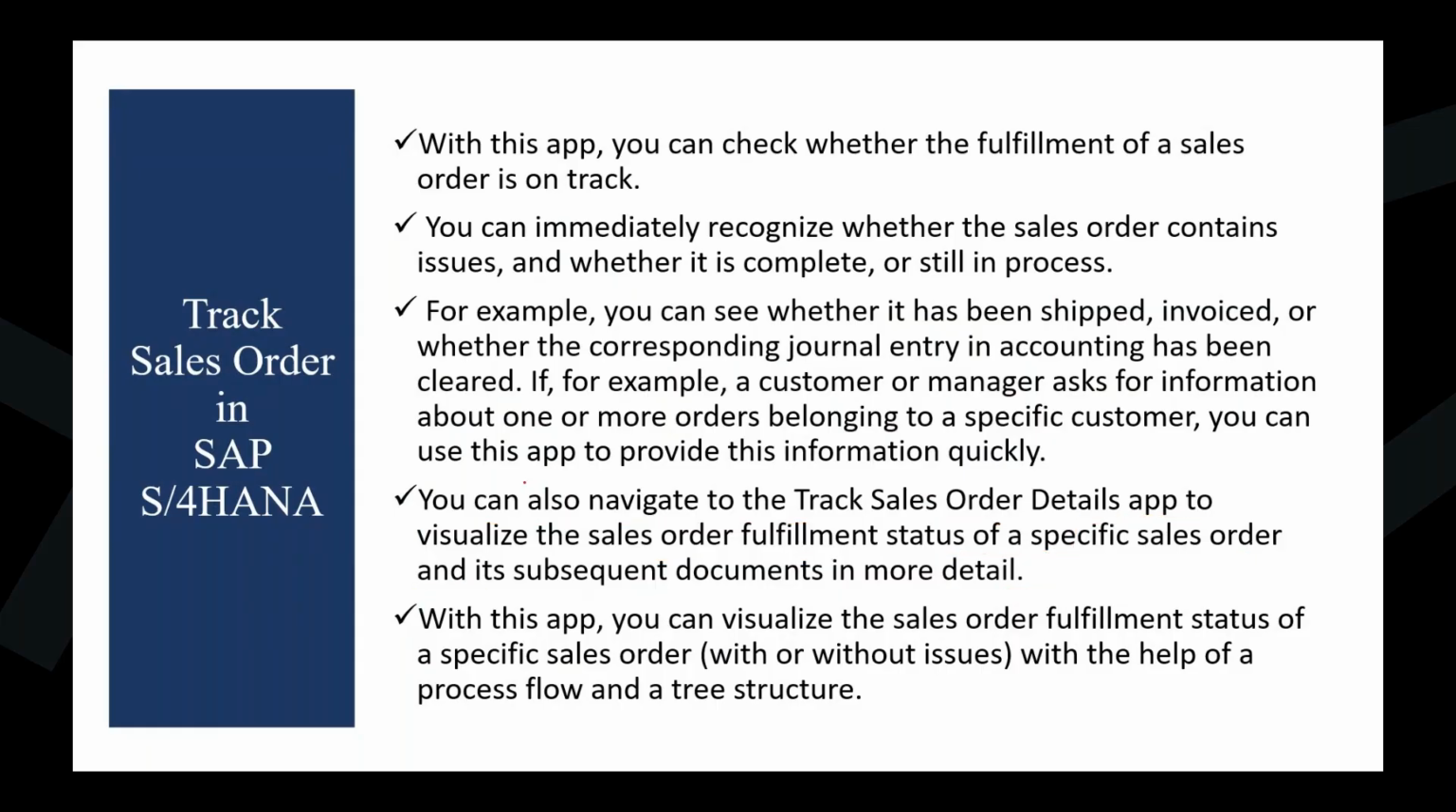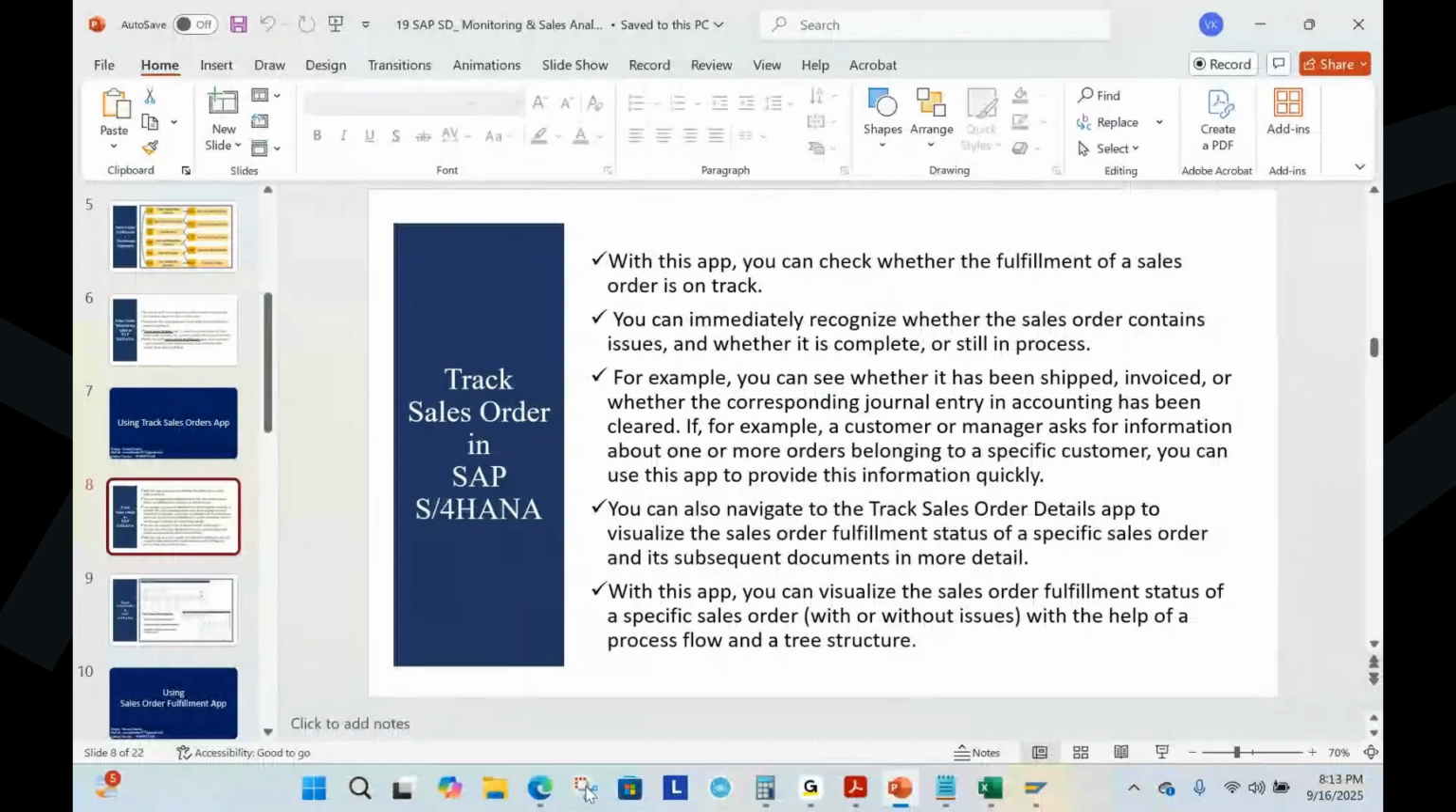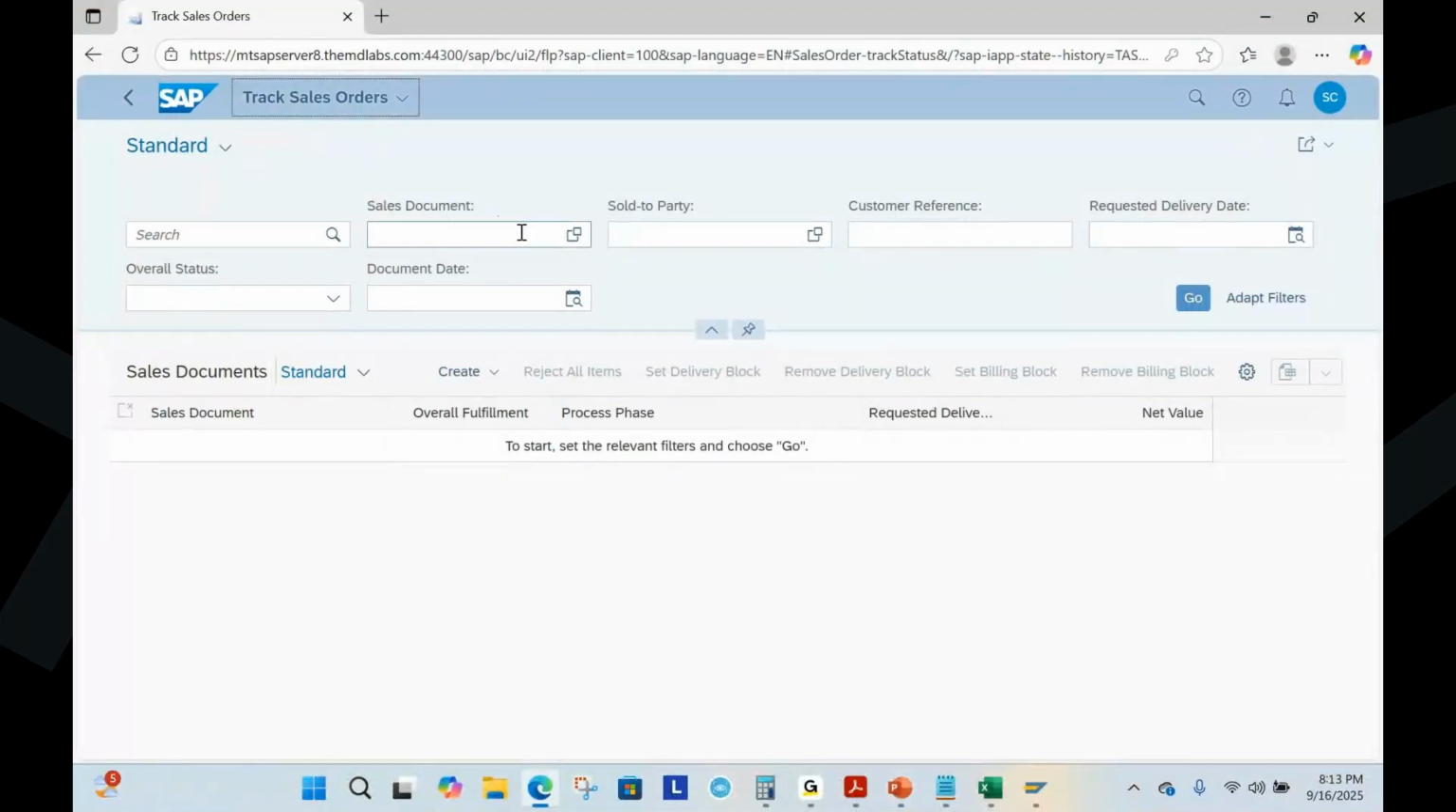Okay. So now we will see. I'm already in the app. Suppose I want to see all the sales order information of a particular sold-to party customer. Enter the sold-to party. Our sold-to party is 20031. Okay, 20031. Just click on the Go button. You will get all the sales orders of that particular sold-to party.